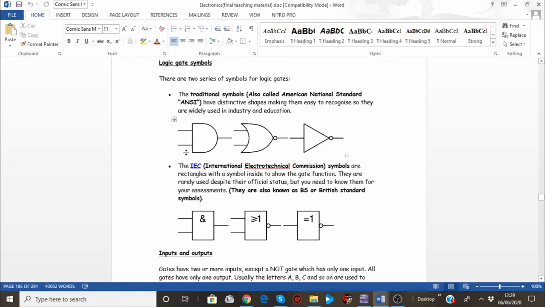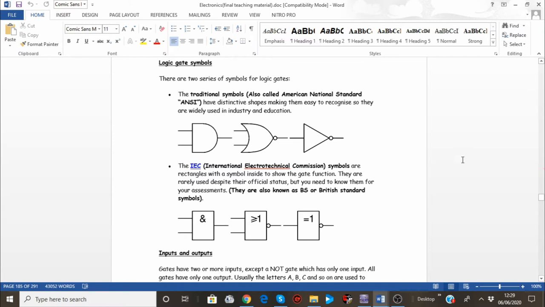This symbol, the first one on the left, is an AND gate. This is a NOR gate. This is a NOT gate. Now, these are just some examples of them. I'll go through some important ones and explain how they work.